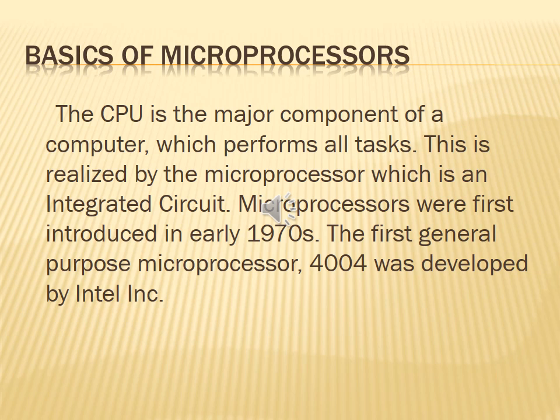Okay, first the basics of the microprocessor. The CPU is the major component of the computer, which performs all the tasks. What is the CPU? Central Processing Unit, the brain of the computer. Why is it called the brain of the computer? Because it performs all types of calculation and stores the data. Without the CPU there is no computer system.